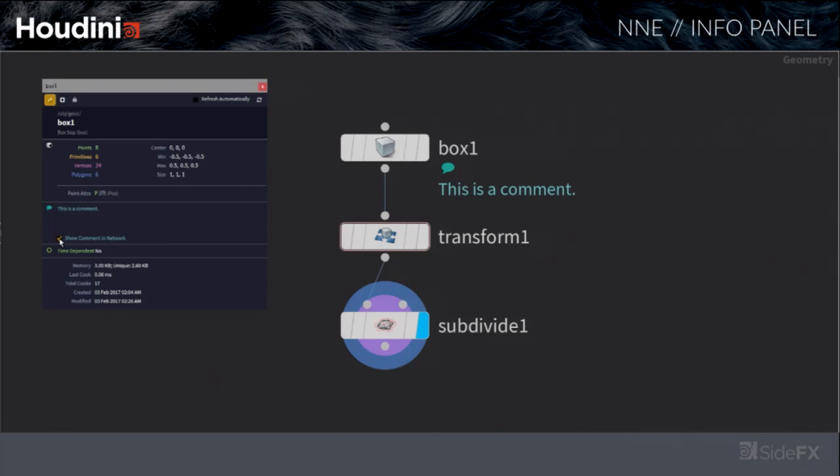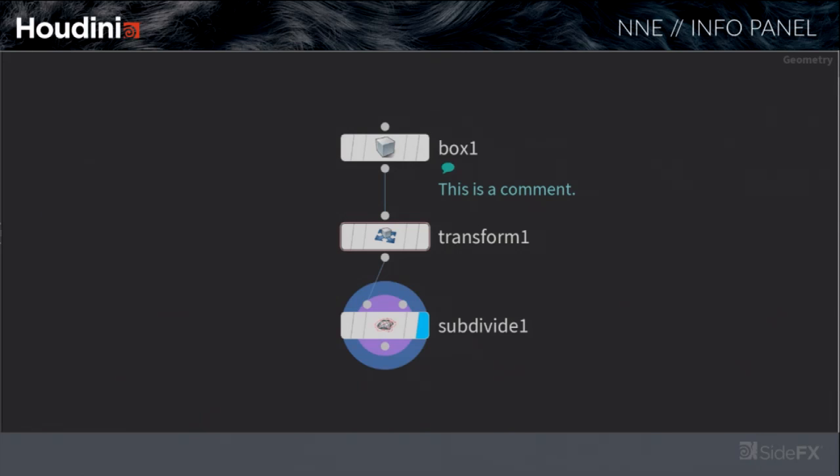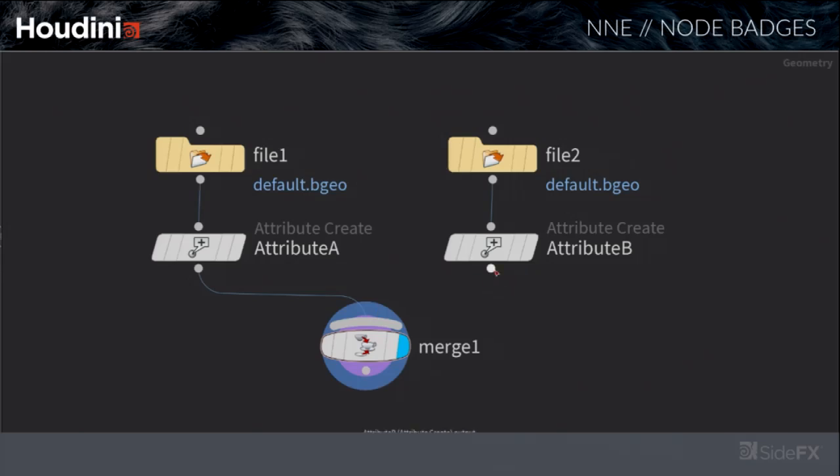And you'll also notice that we get these little speech balloon icons under the nodes that have comments. Now these are something that we call node badges, and they're going to be used more and more in Houdini. For example, warnings. So you can see we have these two attributes. We're going to merge them together, and now we get a warning.